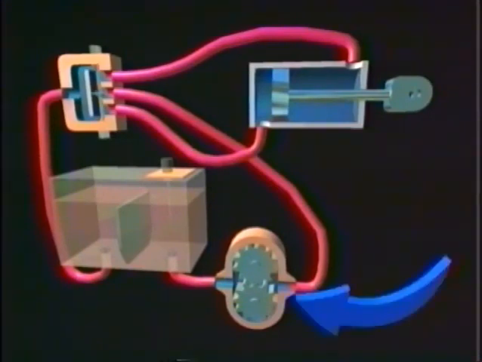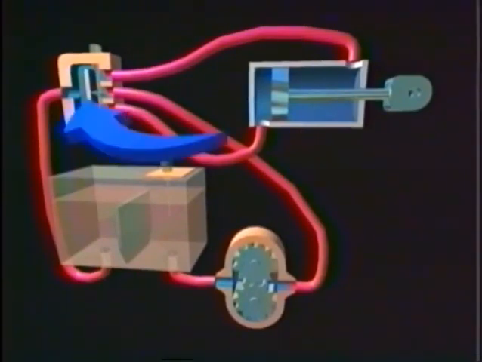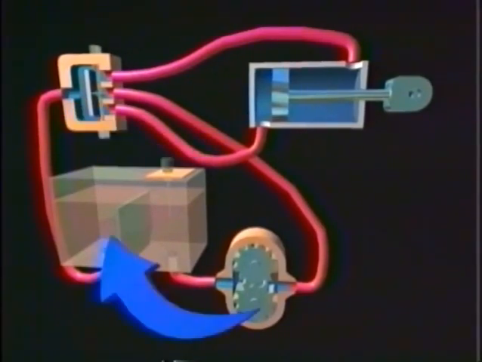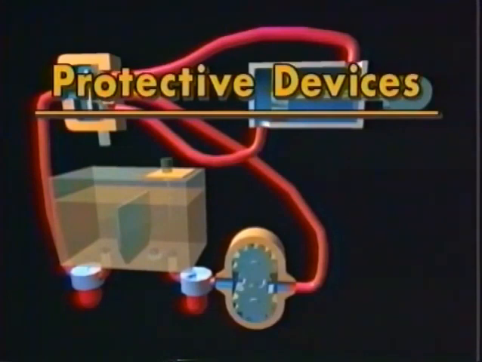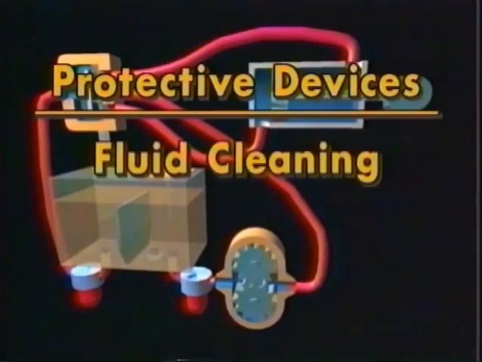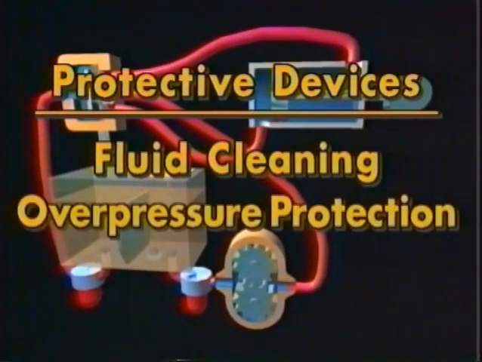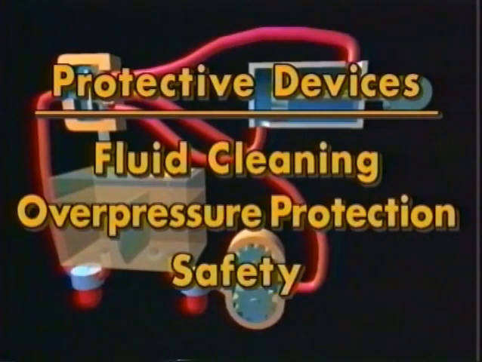In the last section, you saw that a hydraulic system has 4 main elements: a pump, a cylinder, a control valve, and a reservoir. In addition to these components, there are a number of other devices whose purposes are to keep the fluid clean, protect the system from overpressure, and improve the safety of operation. We'll start with the fluid cleaning mechanisms.